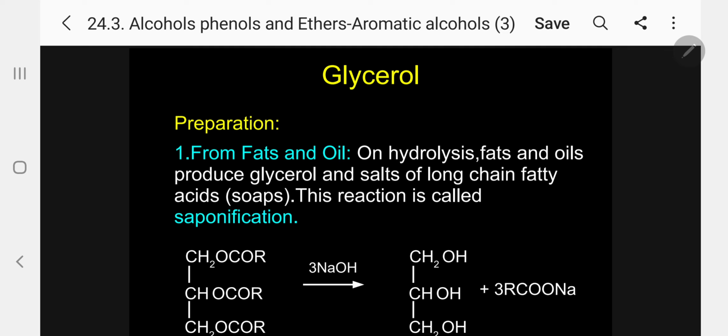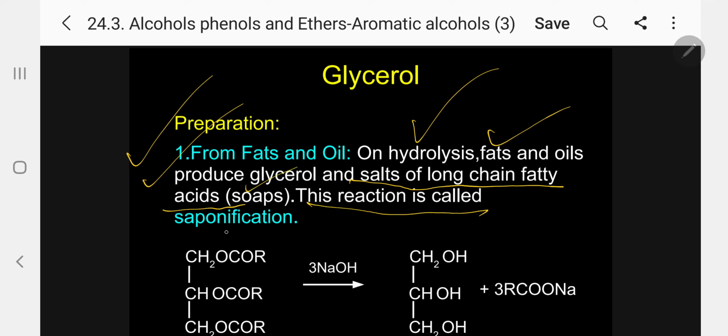So how do we prepare glycerol? From fats and oils we can prepare it. On hydrolysis, fats and oils produce glycerol and salts of long chain fatty acids, that is soap. This reaction is called saponification. So you take fat; normally we use fat from cows, the old age cows are commonly used for these purposes.